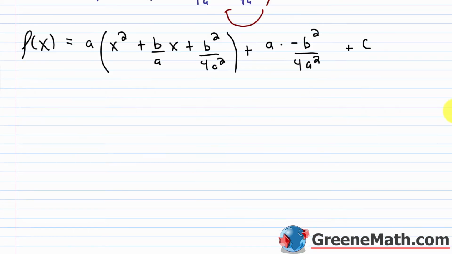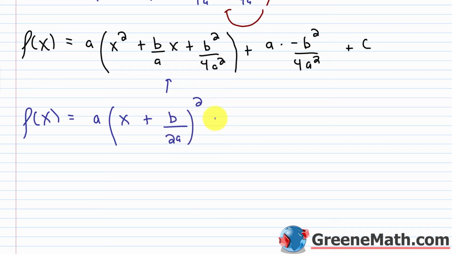Okay, so now we have a perfect square trinomial here, so I'm going to factor that into a binomial squared. So f of x is equal to a times the quantity x plus, the square root of b squared is b, the square root of 4a squared is 2a, and then this quantity is squared, then plus.